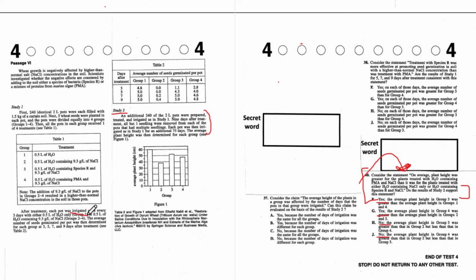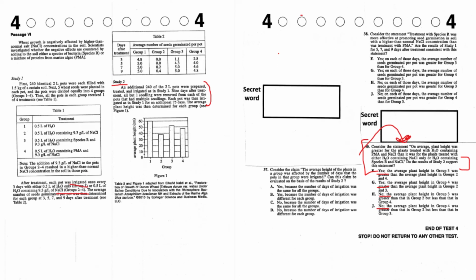Then I want to see irrigated. This is another thing that we saw here. And then if you look over here, it tells you that NaCl is coming only from groups 2 through 4. So that kind of makes me look back up here at table 2. All right, makes sense? All right, so I'm kind of looking at that. Now let's read the question.